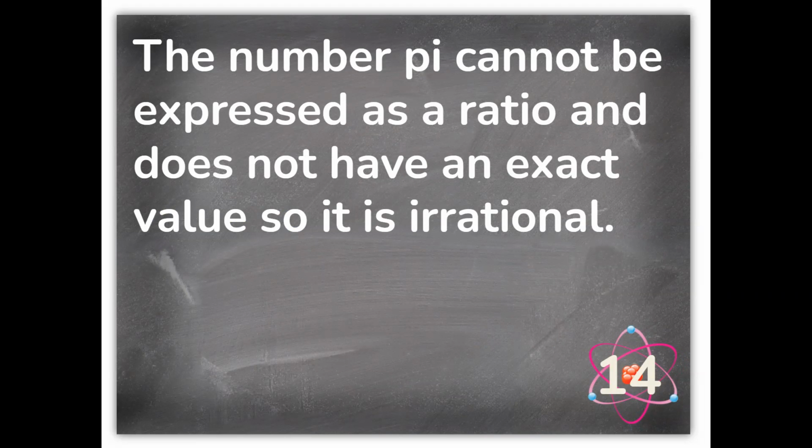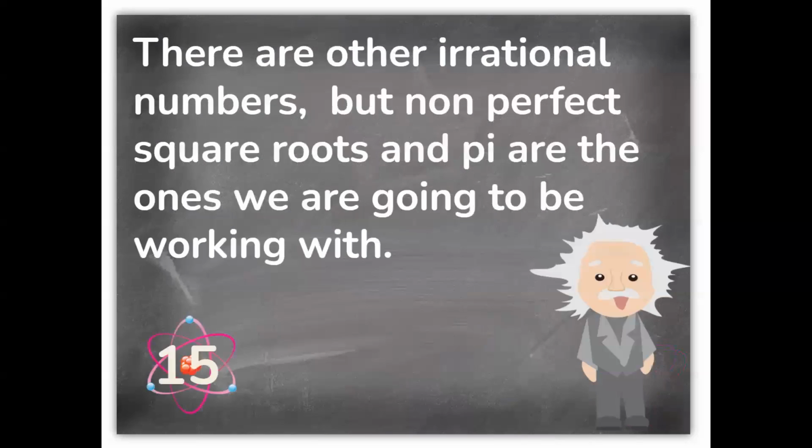The number pi can't be expressed as a ratio and does not have an exact value. So it's irrational. Whenever you're thinking of irrational numbers, remember that you are looking for something that never ends and never repeats. Never ends, never repeats. That's probably the most important takeaway for irrational numbers. There are a bunch of other irrational numbers though. But in 8th grade, we're just going to be focusing on non-perfect square roots and pi.